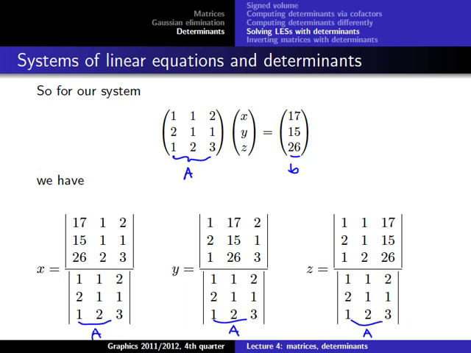So this is always the matrix A. But at the top here we see that the first, the second, and the third column are different from the matrix A. But these are exactly our vector b. So this is A1, this is A2, and this is A3. So we just have to calculate the determinants of them, then divide them by each other, and then we get our solution x, y, and z, or x1, x2, and x3.